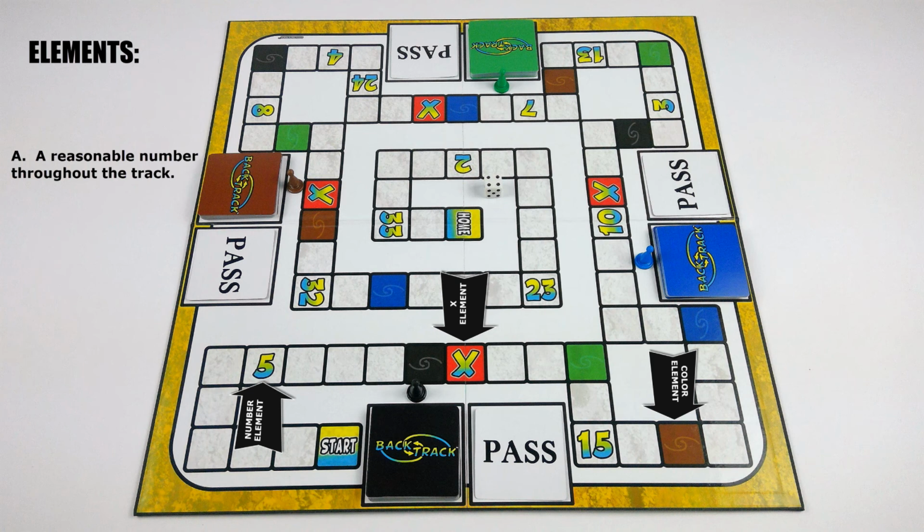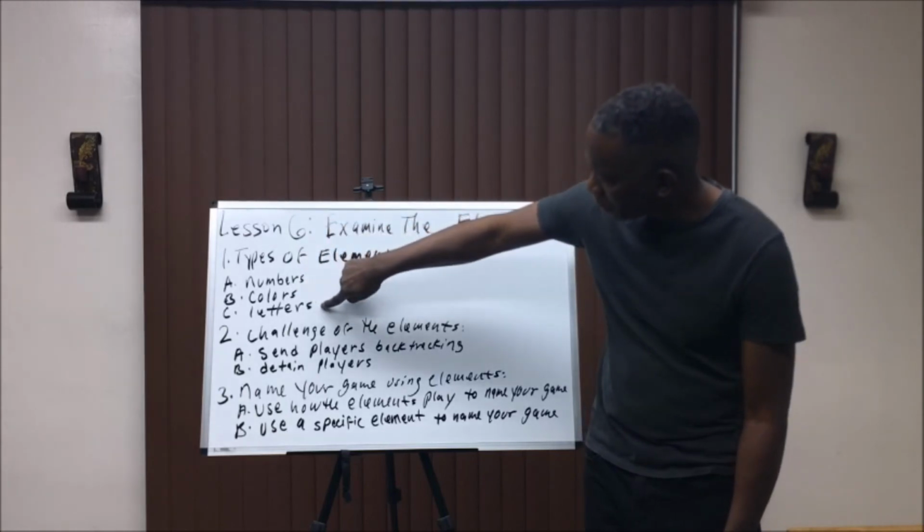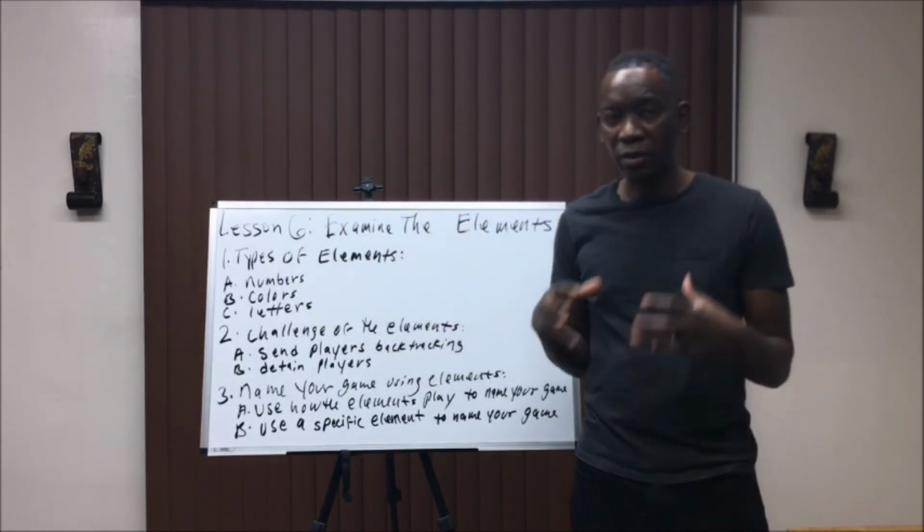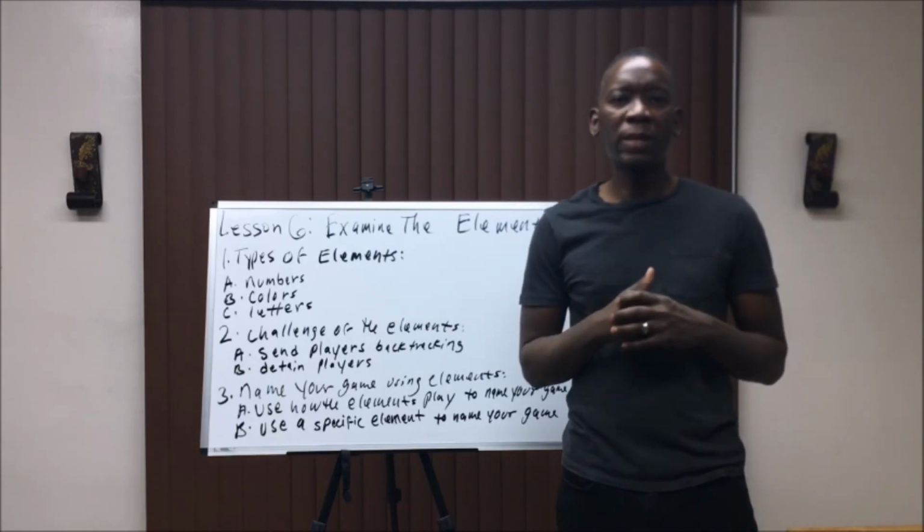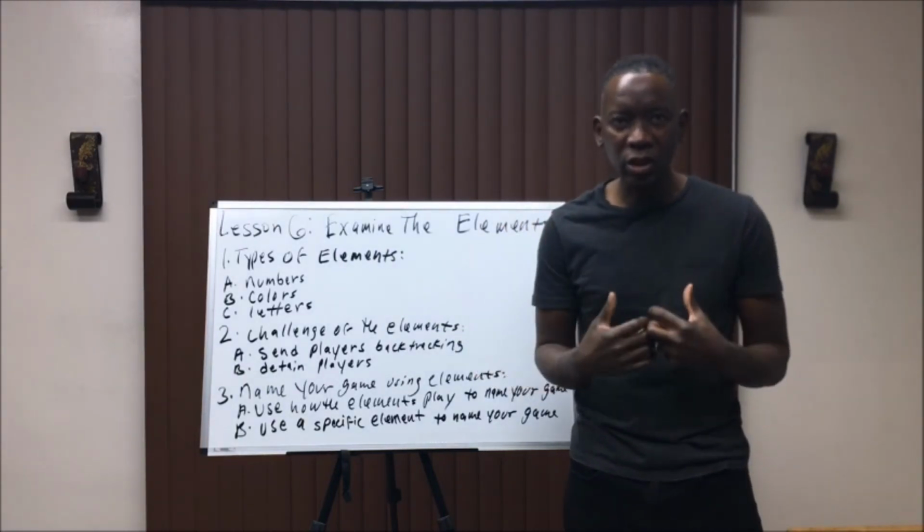I have 1 letter on my track, and it's an X. If you land on X, it detains you where you are, and you cannot leave the X space unless you roll a certain number. As you can see, I have X's in 4 different places on my track. So going back to the board, numbers, colors, and letters are the types of elements that I use on my track to make my tabletop board game called Backtrack challenging to all players.